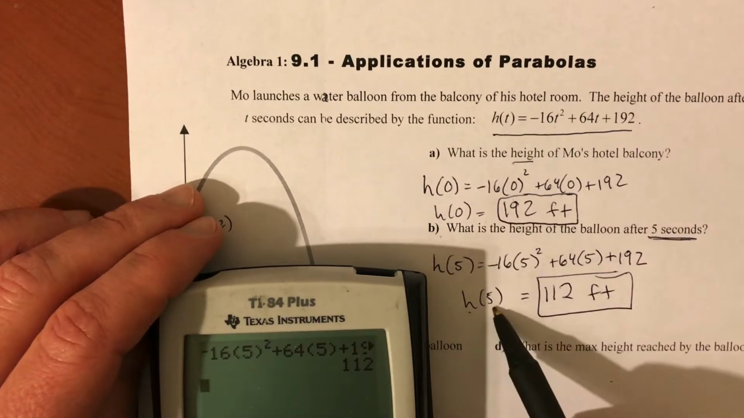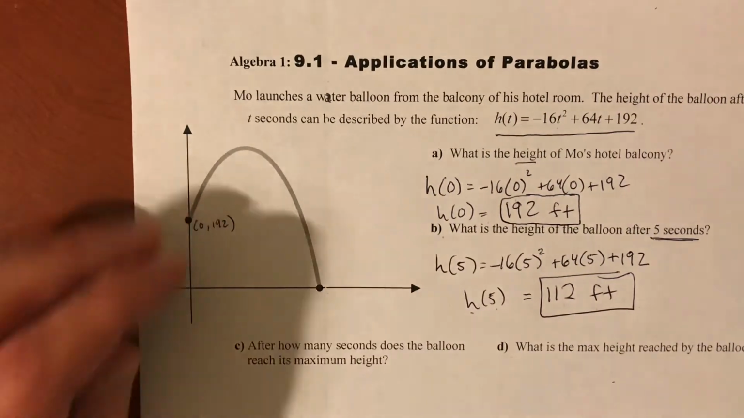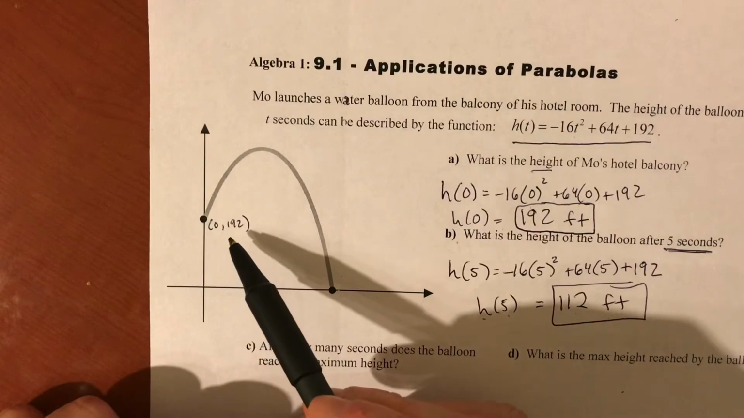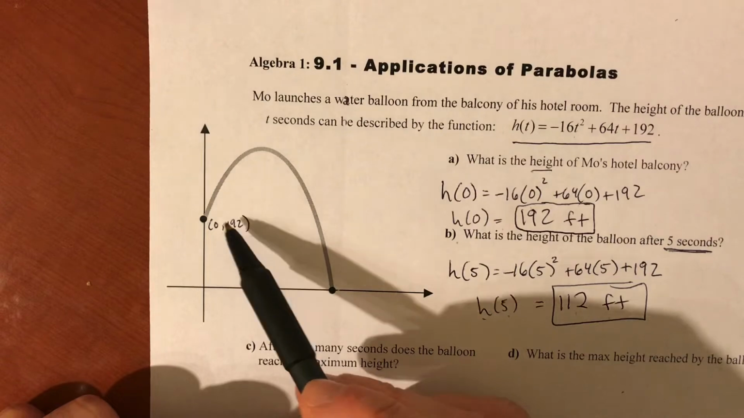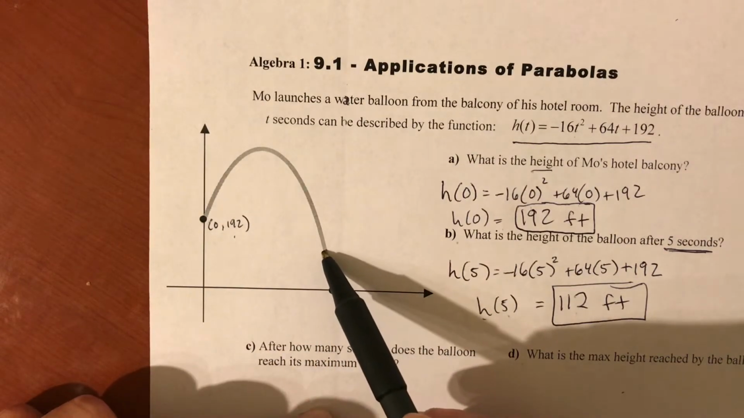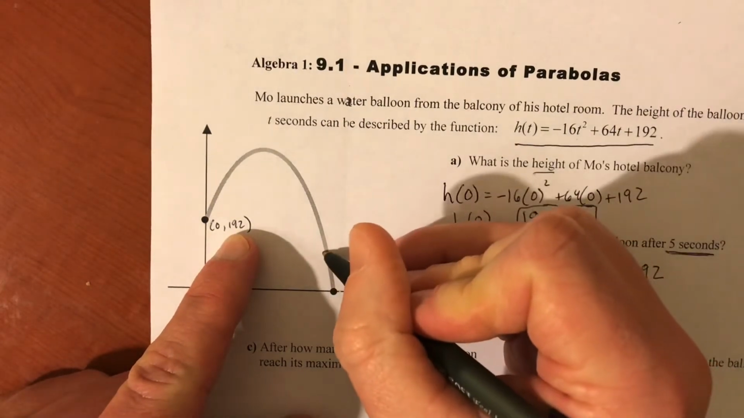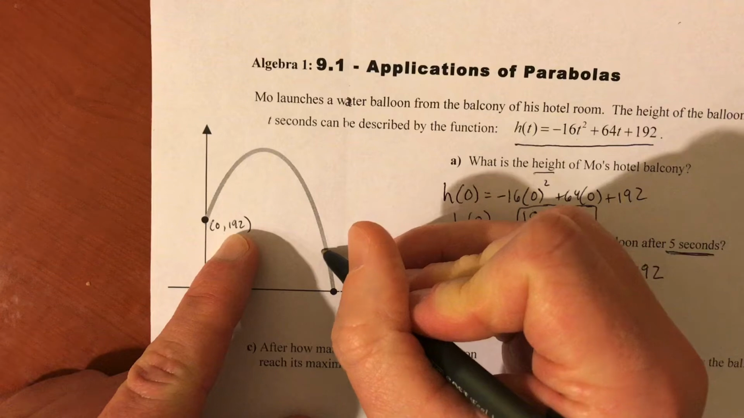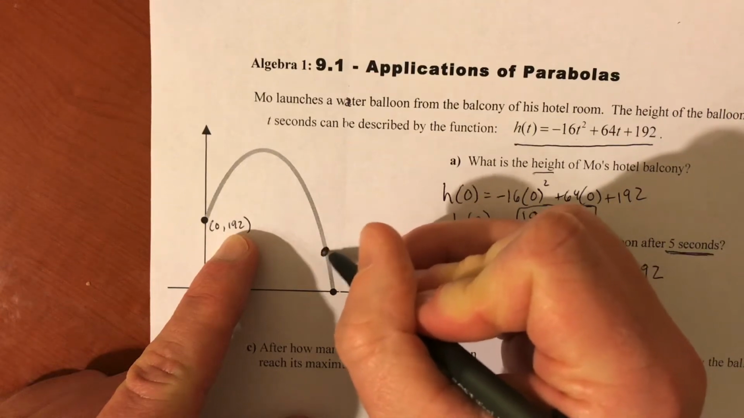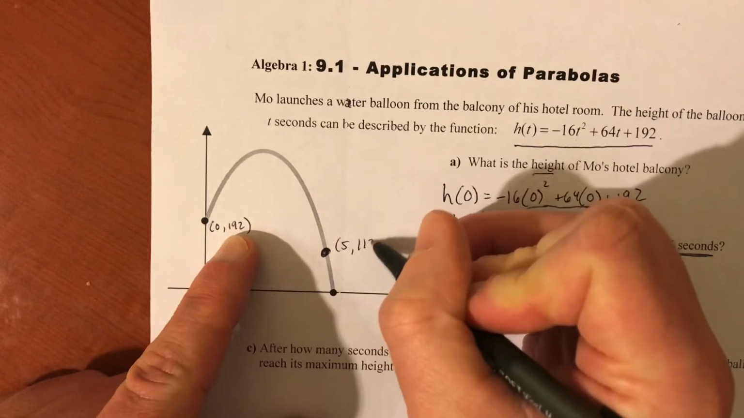The height after 5 seconds is 112 feet. And so you can see that that's lower than we started at, which tells me that must be somewhere right around here, because we started at a height of 192, and so just for visualization, we must be right around there, 5, 112.